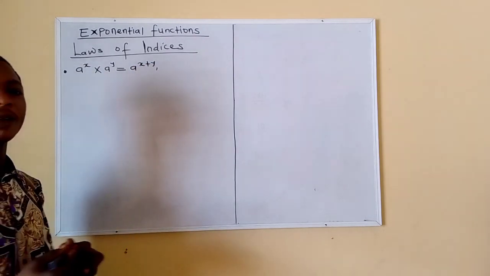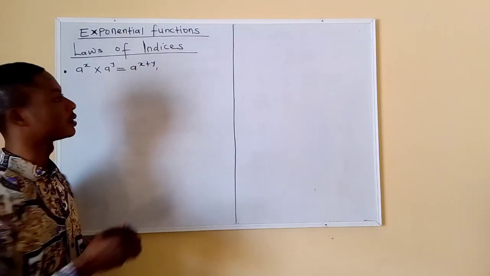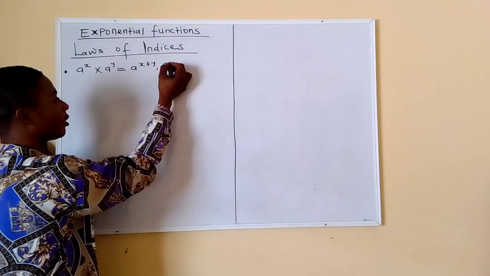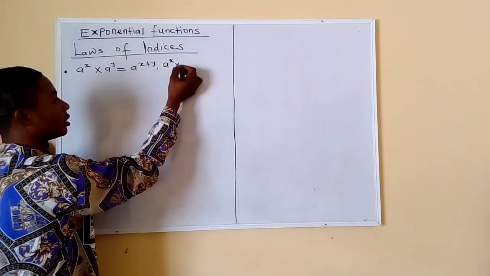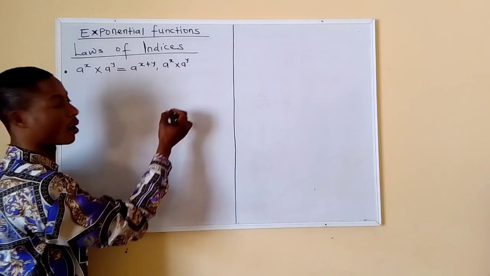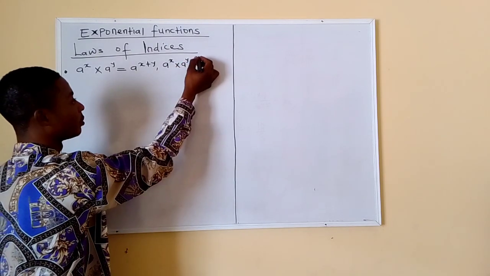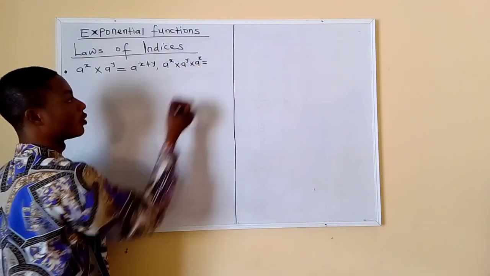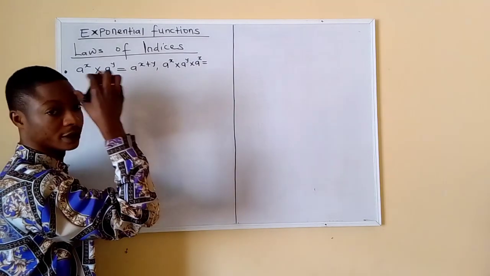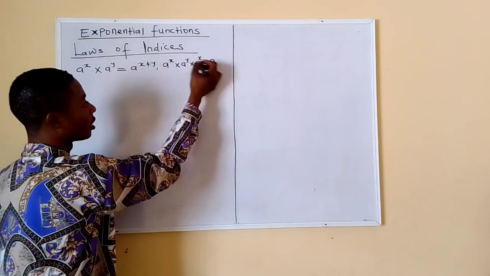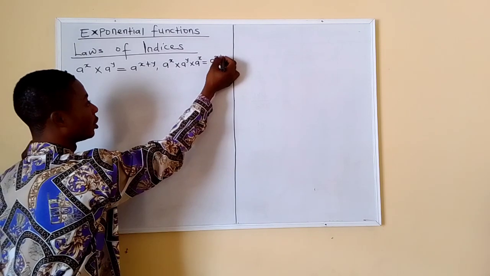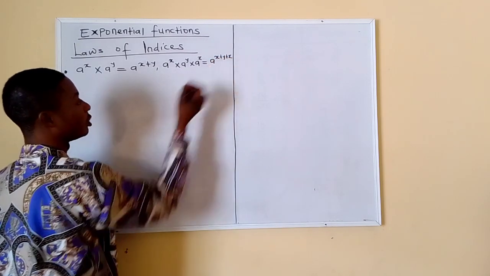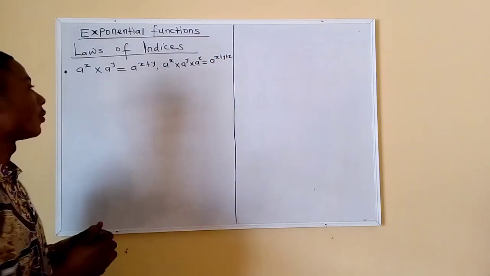And then what of when we have more than two expressions? If you have a raised to the power of x times a raised to the power of y times a raised to the power of z, it is equal to: you pick the base a and you add x plus y plus z. So that is the first law of indices.